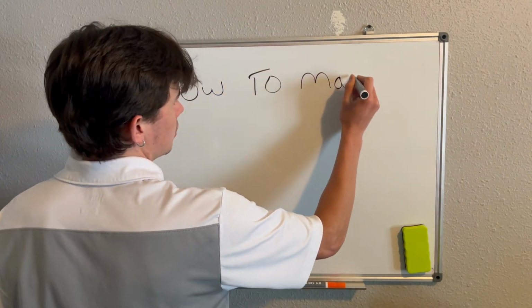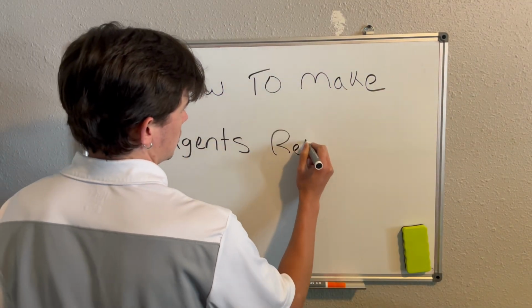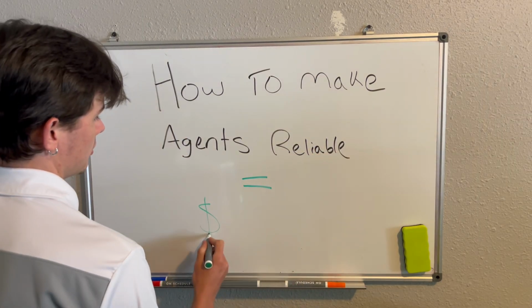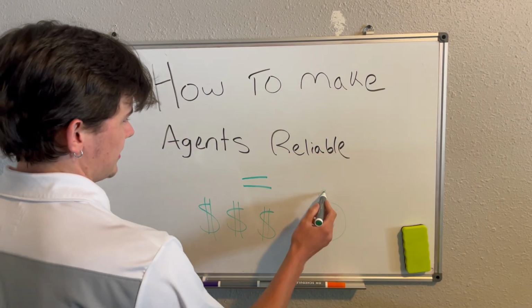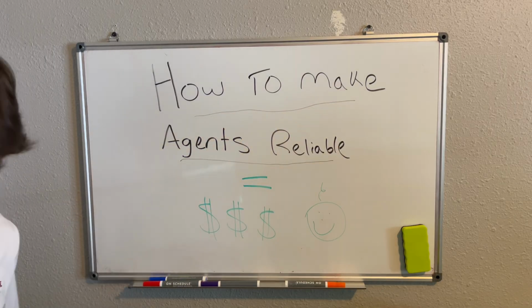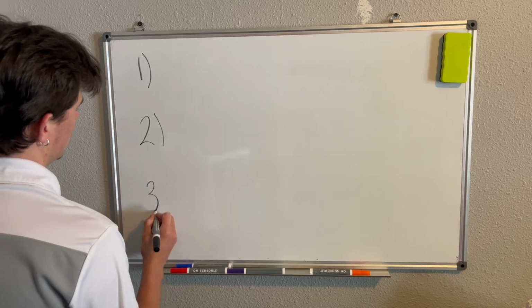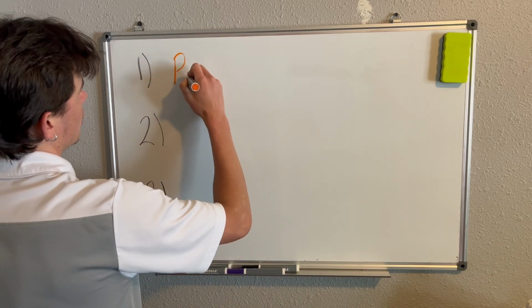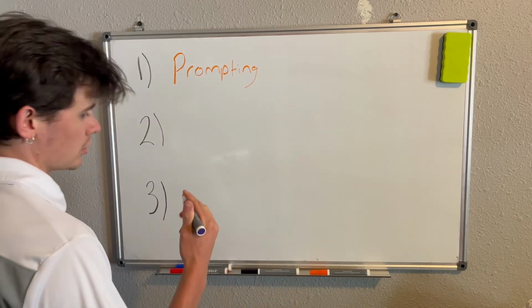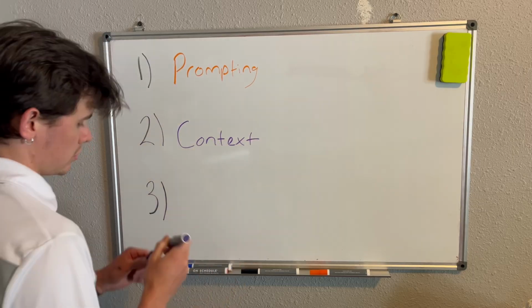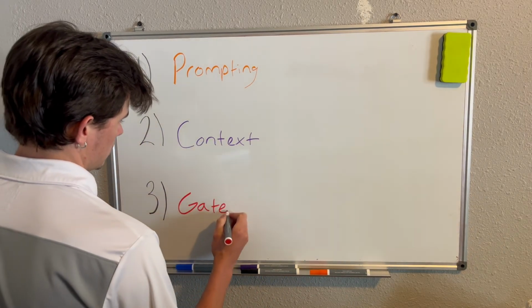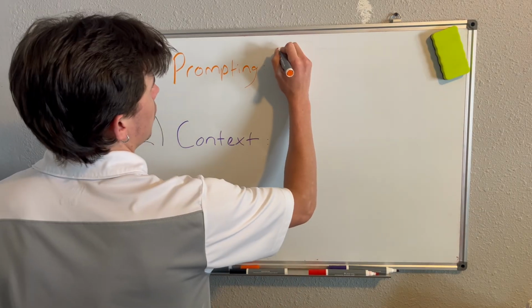All right, today we're going to be talking about how to make agents reliable and how that actually makes you money. So, when I'm building some of these systems for businesses, these are the three things that I like to think through in order to make my systems and agents actually reliable. The first is prompting, the second is context, and then finally we have something called gates.